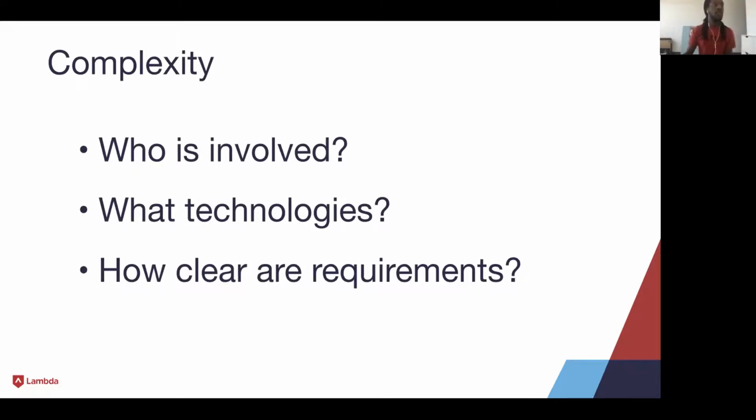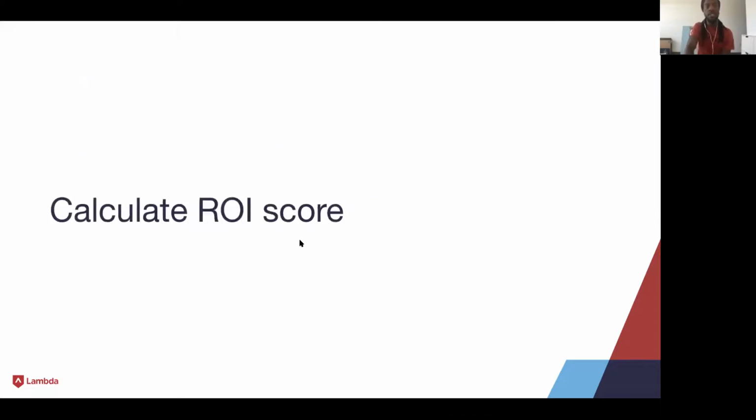Once you have those 2 things, both the effectiveness of the solution and the complexity of the solution, you're going to calculate a return on investment score. You're going to use the complexity and effectiveness ratings to calculate a return on investment. This represents the cost-benefit relationship between the solution and its implementation. To calculate the ROI, you're going to divide the effectiveness score by the complexity score.